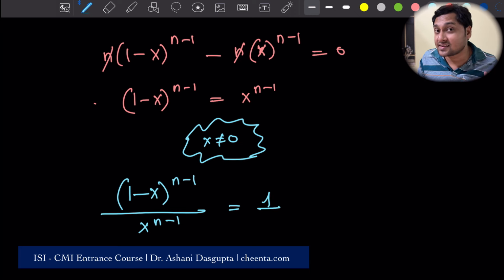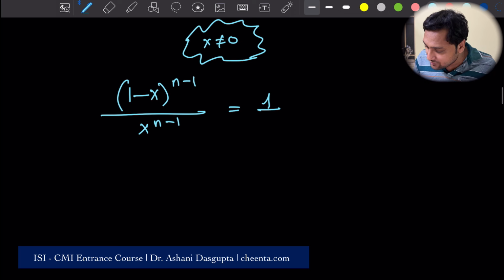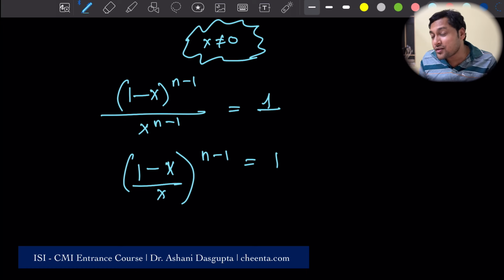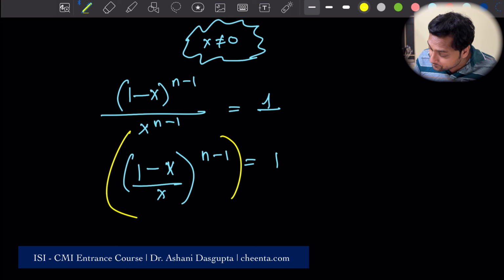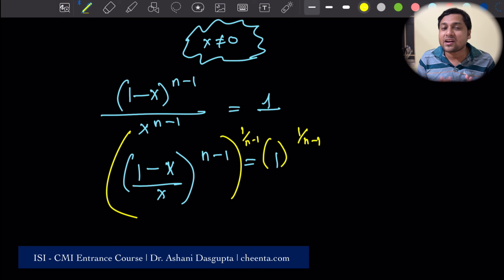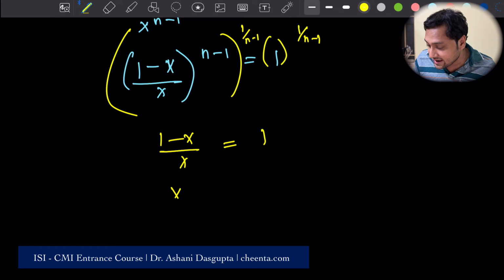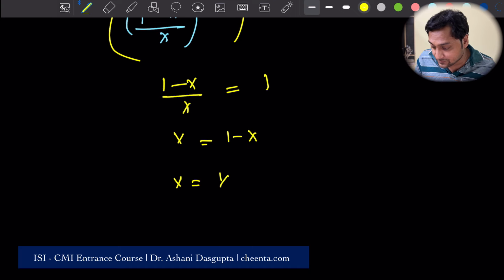Only possible if x is not 0. Okay. So what do we have? We have ((1 minus x) by x) to the power n minus 1 equals 1. Now you can raise both sides to the power 1 by n minus 1. Since we are only interested in real numbers, therefore we have (1 minus x) by x equals 1, or x equals 1 minus x, or x equals half.